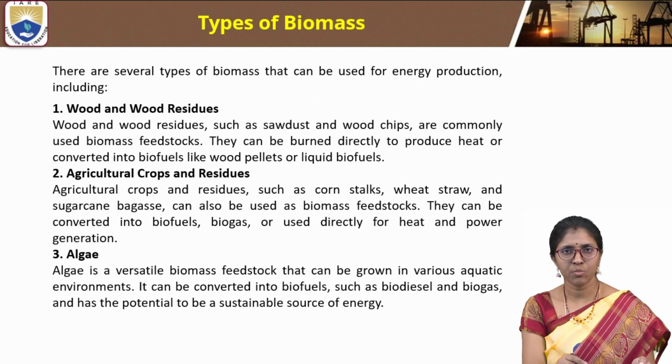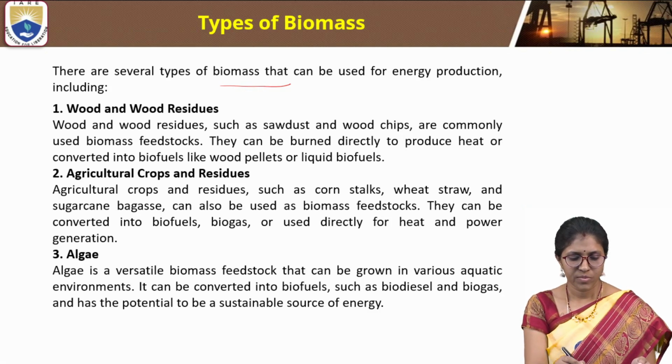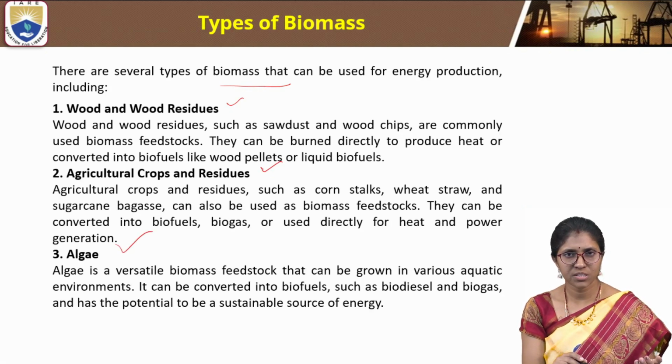So, types of biomass. There are several types of biomass that can be used for energy production. These are three types. First one is wood and wood residues. Second one is agriculture crops and residues. And third one is algae.